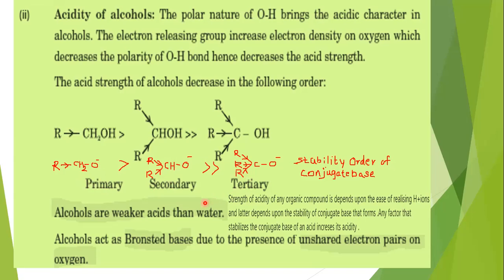Again, the next point is alcohols act as Bronsted bases due to presence of unshared electron pairs on oxygen. So oxygen has unshared electron pair, so they can behave as Bronsted base.